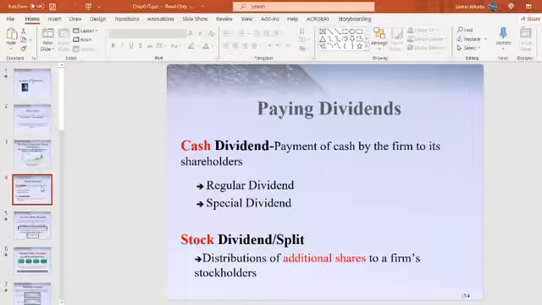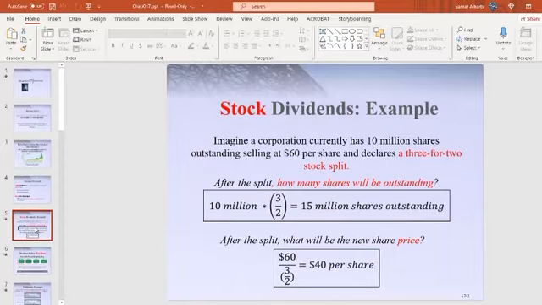Like for example, if you have 1 share, they will say for everyone who has 1 share, we will consider it 2 shares. So we will divide it into 2 shares. Or we will consider it 1.5 shares, which means if you have 3, you receive 1 extra, and so on. We have an example in the next slide, which is this one.